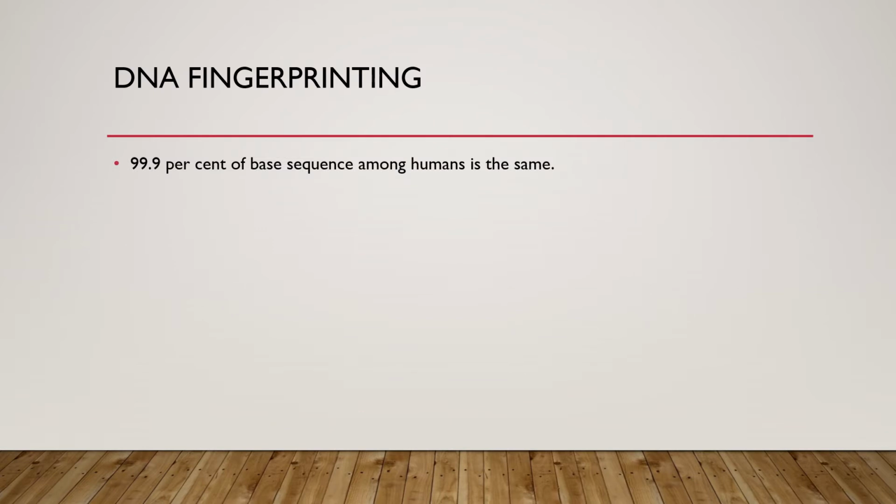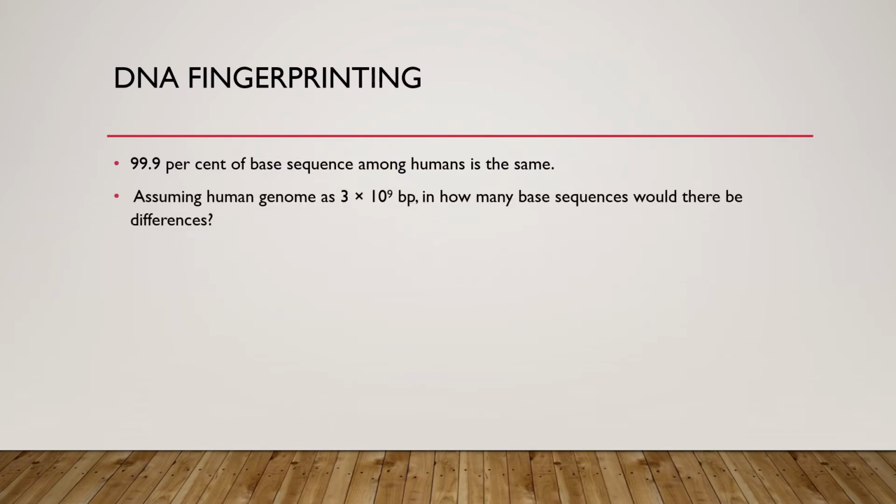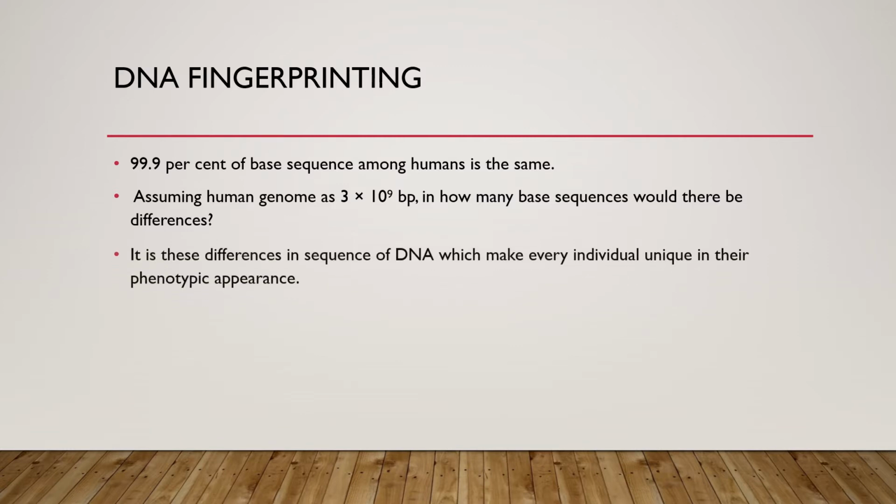99.9% of base sequence among humans is the same. Assuming human genome as 3 into 10 raised to 9 base pairs, in how many base sequences would there be differences? It is these differences in sequence of DNA which make every individual unique in their phenotypic appearance.